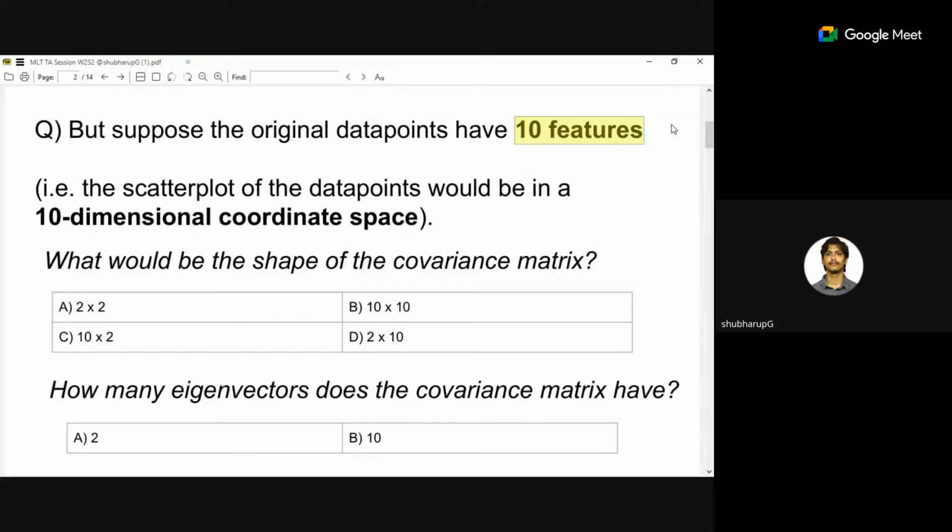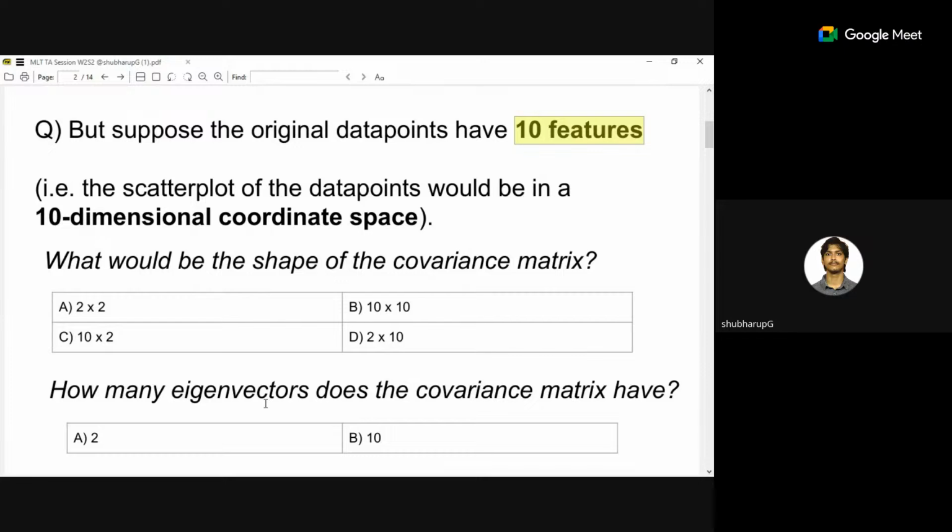each entry in the covariance matrix is how one feature varies with another feature. So it's 10 cross 10 because there are 10 cross 10 pairs that are possible, including repetition, since the covariance of one feature with itself is just the variance of that feature, right? So you should be able to say these things right off the bat.